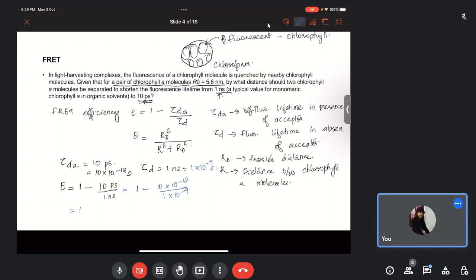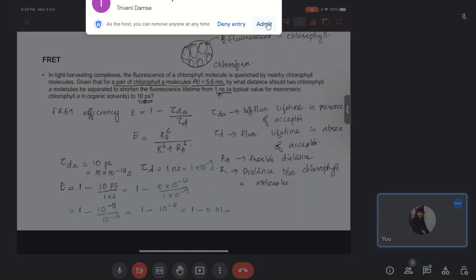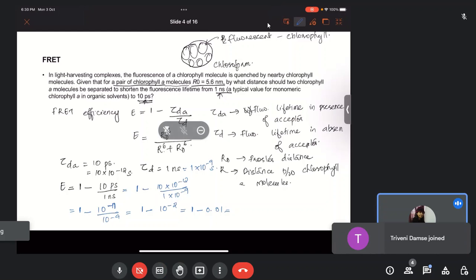So this is going to be 1 minus 10 raised to minus 11 divided by 10 raised to minus 9, which is equal to 10 raised to minus 2. So this is 1 minus 0.01, which is equal to 0.99.